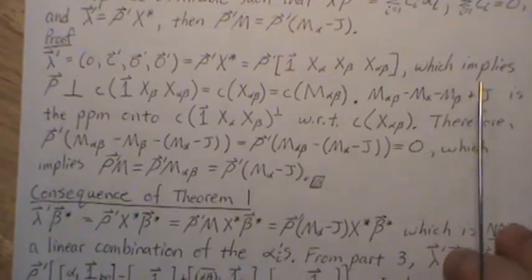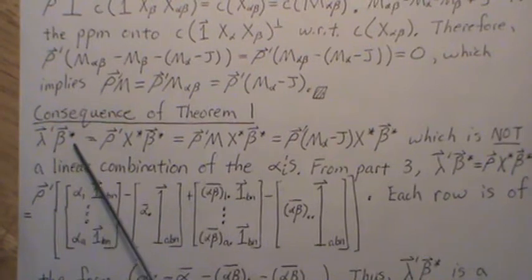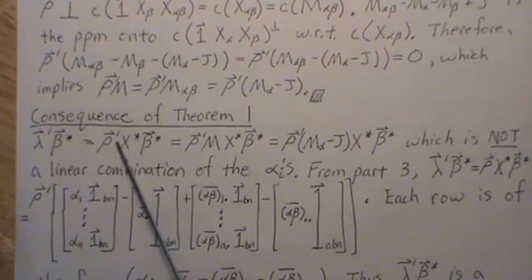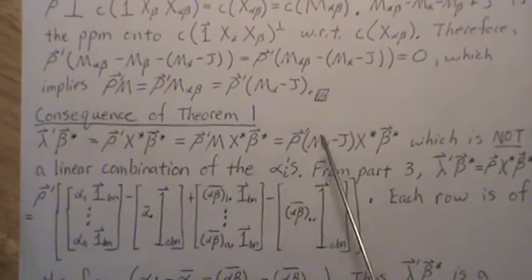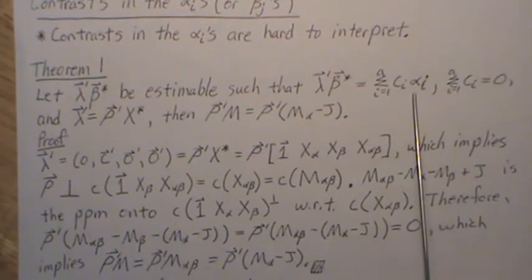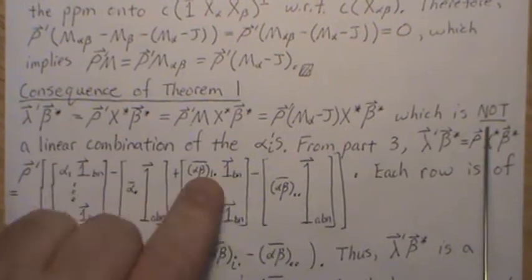But now, what's the consequence of Theorem 1? So lambda transpose beta star is equal to this, right? It's estimable, so that lambda has to be part of the row space. And now we can put an M here because this is the perpendicular projection matrix onto X star. So M X star is just X star. But this, according to Theorem 1, and we're assuming that we have this set up here, that it's a treatment contrast, is equal to this. Okay? But this is not a linear combination of the alphas.